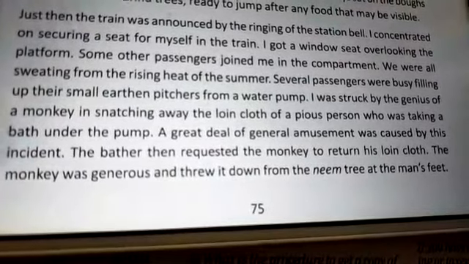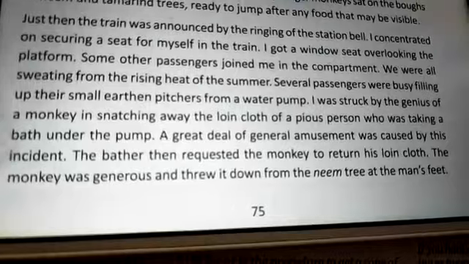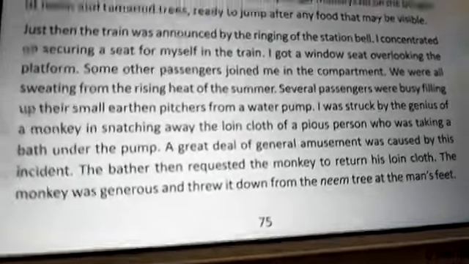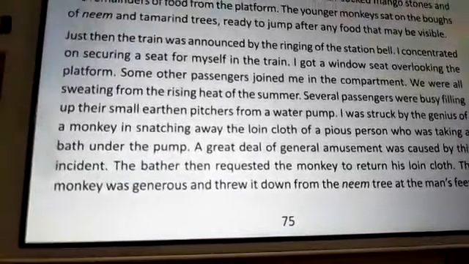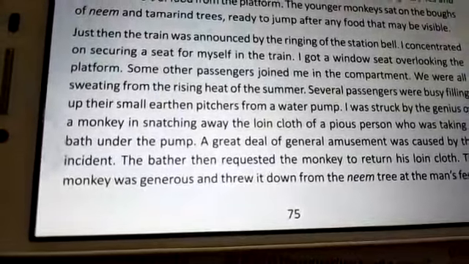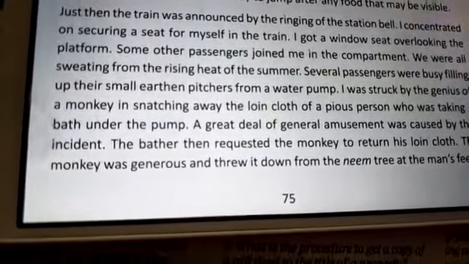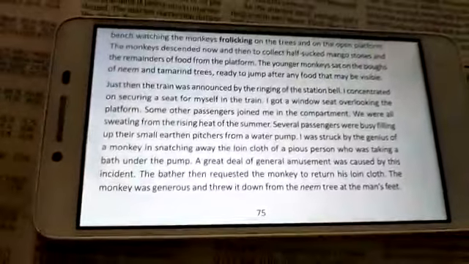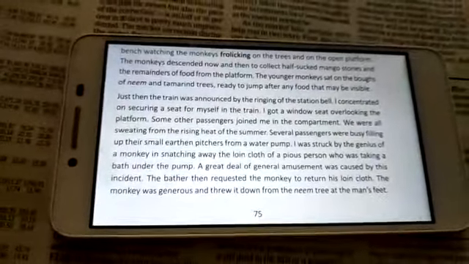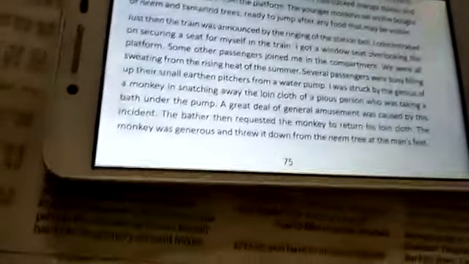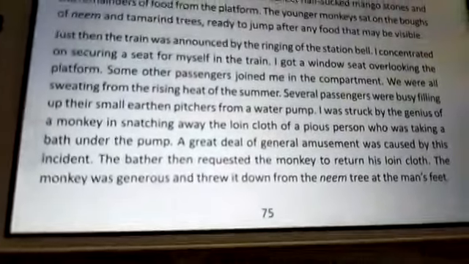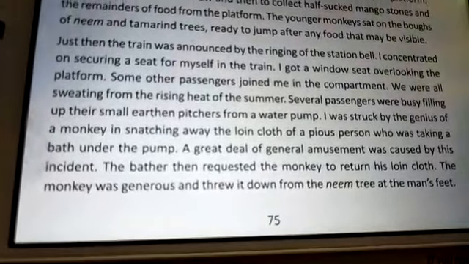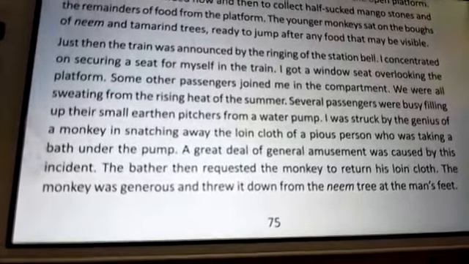I was struck by the genius of a monkey in snatching away the loincloth of a pious person who was taking a bath under the pump. So a genius of a monkey, by such trickery, snatched away a loincloth of a pious person who was taking a bath under the pump. Someone was taking a bath under the pump, and a very mischievous monkey, in a very clever way, snatched away the loincloth of that man who was bathing.